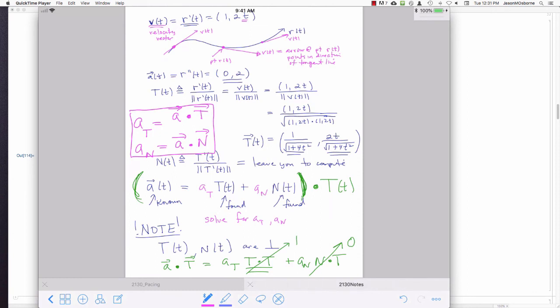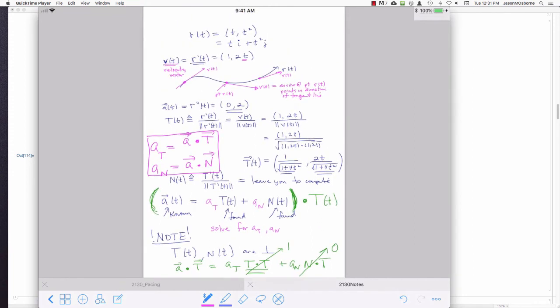It's easy to write down the formulas. It's another thing to actually do some examples because the computations are a little bit messy, even for a simple problem like the parabola. But these are the basic formulas and the basic idea that you'll need to do these acceleration decomposition problems.